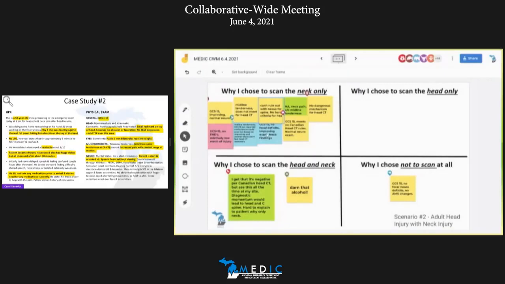Yeah. One more to read from the neck only. So it says midline tenderness, GCS 15, but reported confusion. So could scan based on improving and normal neuro. Don't feel that head CT is necessary. Yep. Great. All right.